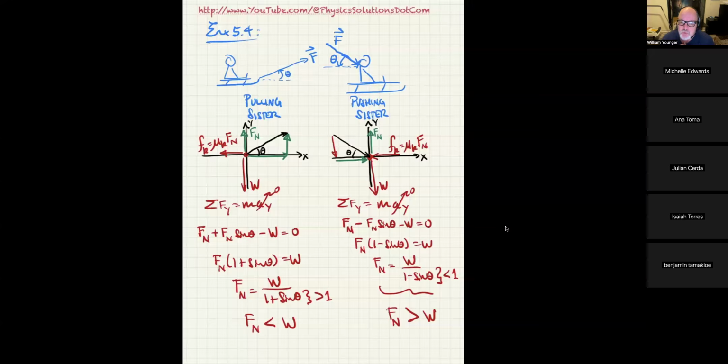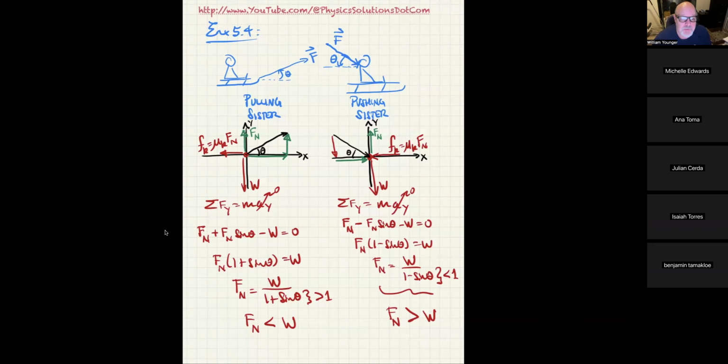You could also allow her to hang her feet down. If she was wearing ice skates, you could allow her to hang her feet down, and her pushing down would actually make the normal force less as well. So that could help too. Anything else? Did that answer your question, Isaiah? Yes. Okay. Thank you.